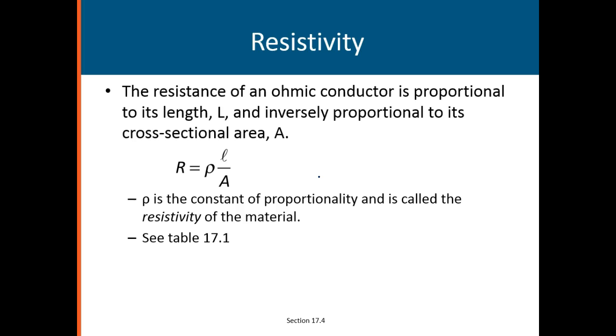Carbon, pretty high resistivity, 3.5 times 10 to the minus 5. Germanium, even higher, 0.46. Silicon, 640. Okay, the others are 10 to the minus 8. This is 10 to the positive 2. Glass can vary from 10 to the 10th to 10 to the 14th, way up there. Hard rubber, 10 to the 13th.